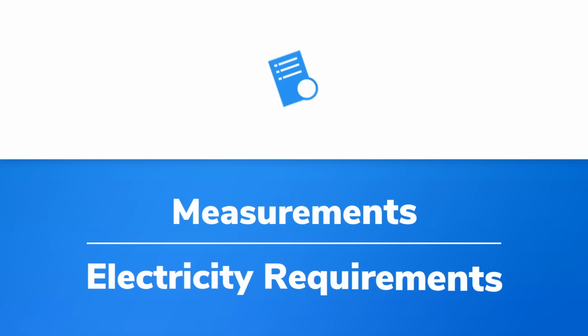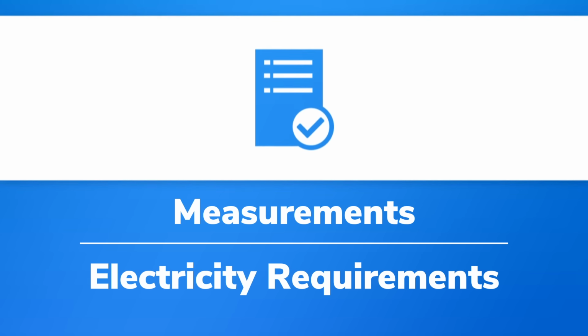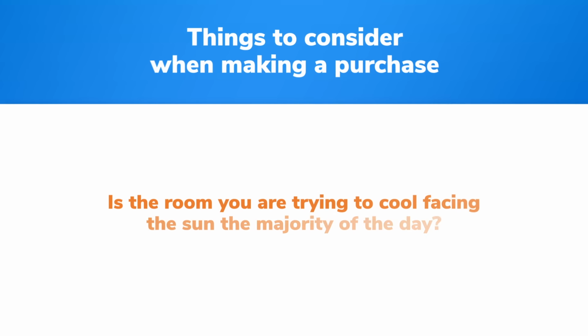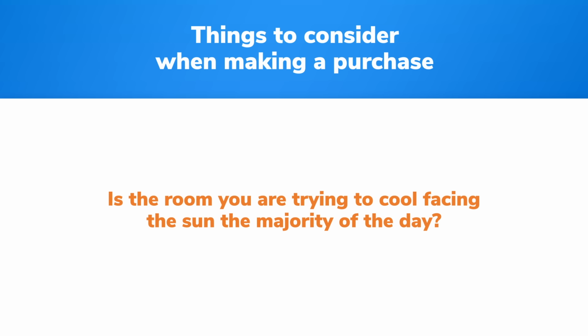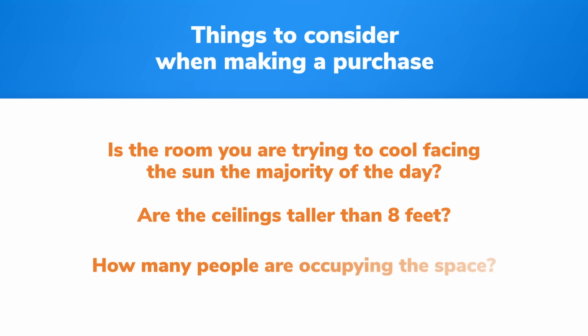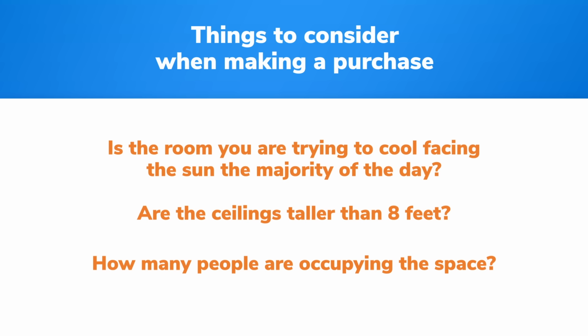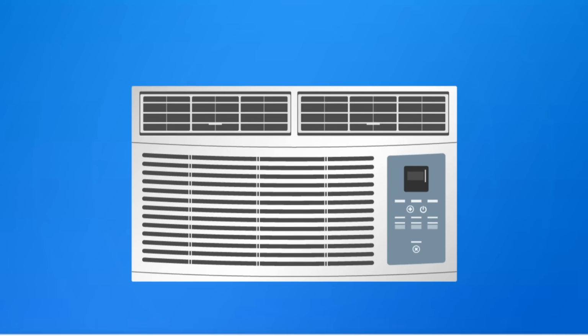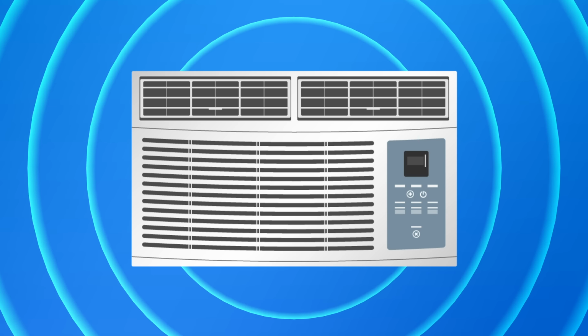Now that you have your measurements and electricity requirements, here are a few more things you'll need to consider when making a purchase. Is the room you're trying to cool facing the sun the majority of the day? Are the ceilings taller than 8 feet? How many people are occupying the space? In addition, is the unit going to be in a kitchen? All of these things will affect your unit's cooling capacity.